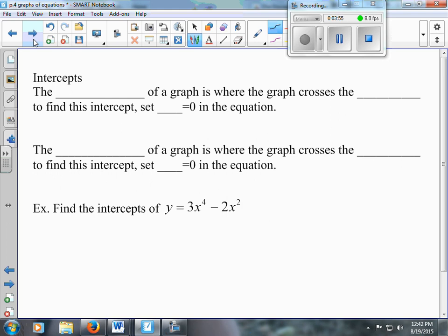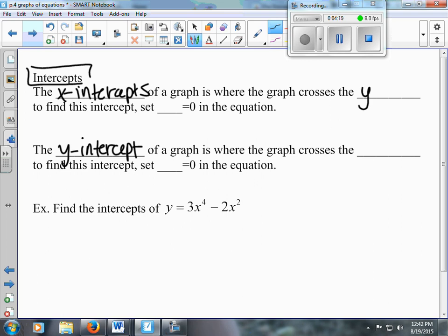Okay, intercepts. Next topic. We're going to talk about intercepts. There are 2 types of intercepts, x-intercepts and y-intercepts. Okay, so x-intercepts are where the graph crosses the x-axis, not the y-axis, the x-axis. That's why they're called x-intercepts. And similarly, the y-intercepts are where we cross the y-axis.